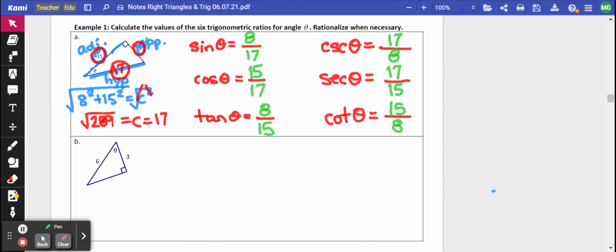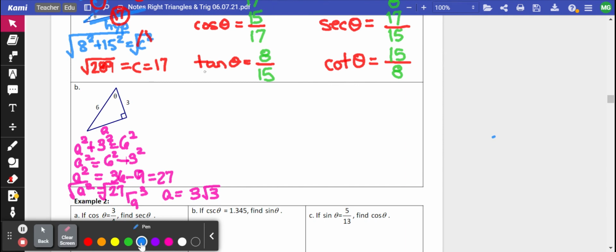Okay, so here's what I want you to do. Right now on letter B, I want you to go ahead, use the Pythagorean theorem to calculate the length of the missing side and leave it in exact radical form. We do not want decimal approximations. Okay, go for it. Let's see what you get.